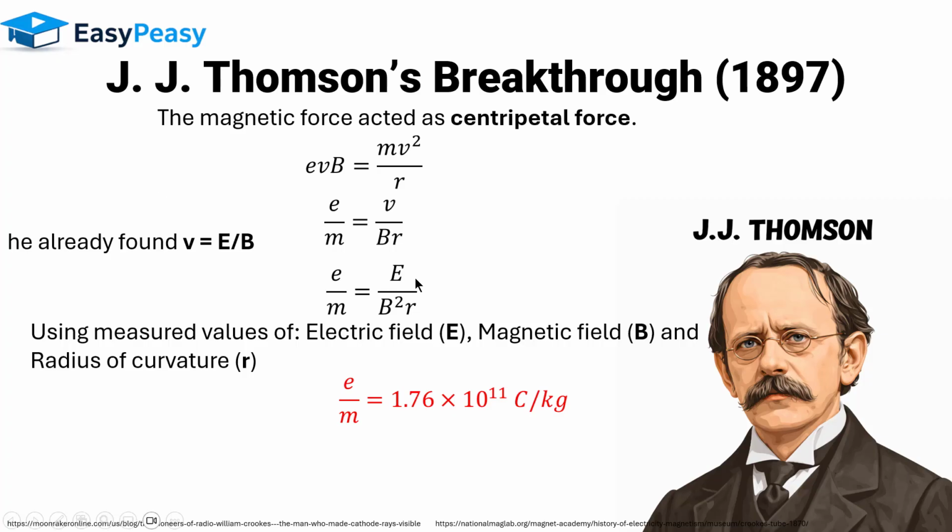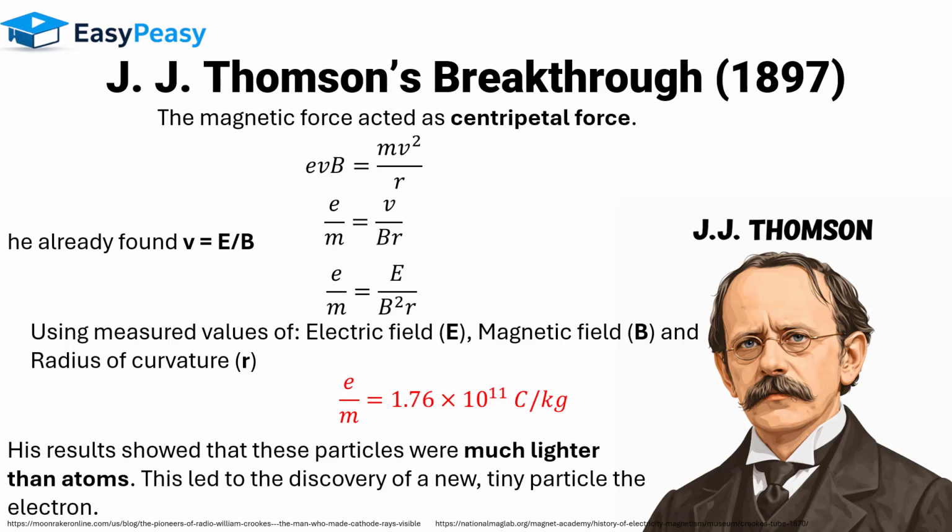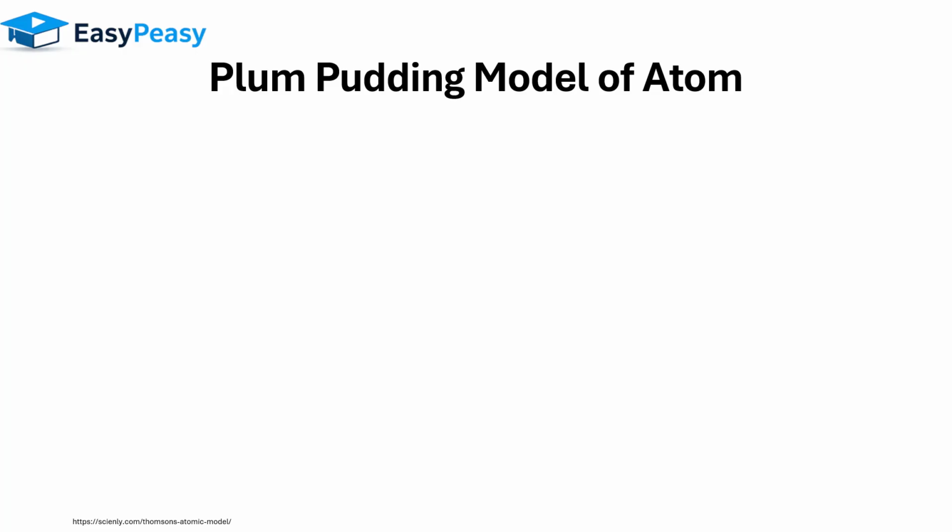Here E is the electrical field that he applied, B is the magnetic field, and R is the radius of the curvature that was made by the cathode rays. Now again, at this point they didn't know that it is an electron, but by looking at this e/m ratio, J.J. Thomson could say that this particle is very much lighter than the atoms. So this led to the discovery of a new tiny particle, that is the electron. And he changed the model of the atom into the plum pudding model of the atom.